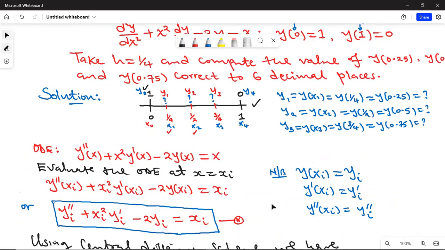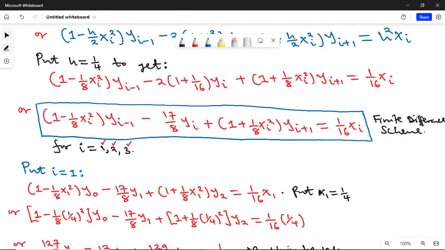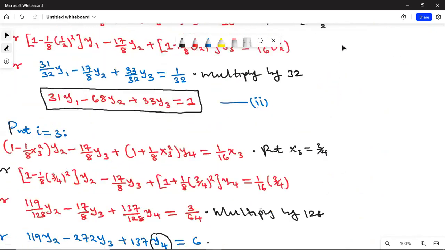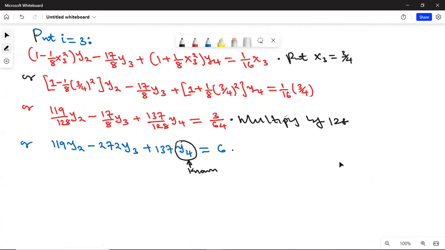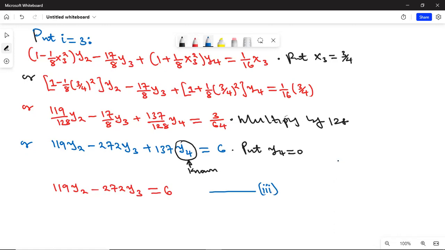So with that, let me take you down now to our equation. And you write here, put y4 is equal to 0. So what we are going to get is that 119 y2 minus 272 y3 should give us 6. And so this is the third equation, equation Roman 3. So let me bracket it.